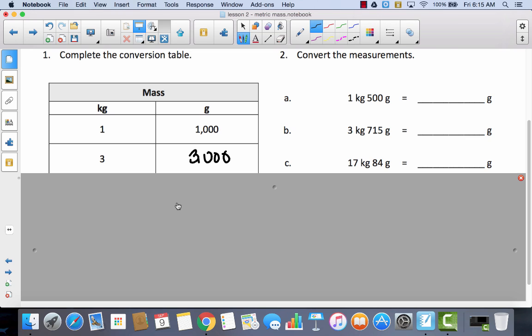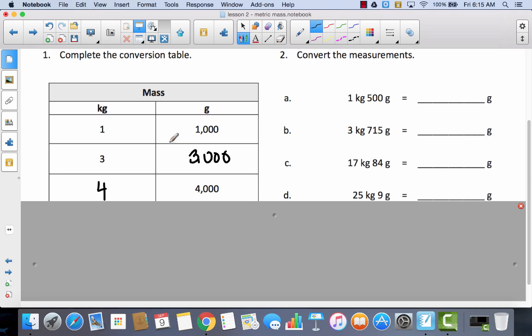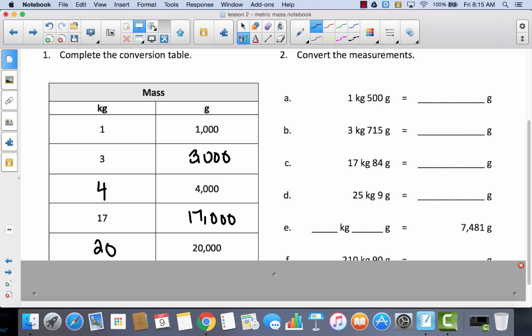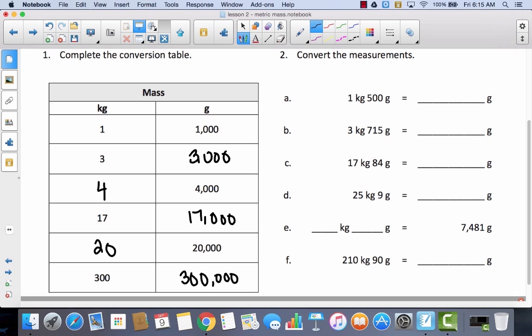Okay, so let's take a look here at our very first answer. 3 kilograms is equal to 3,000 grams because 1 kilogram is equal to 1,000 grams. So if I'm going backwards, I would have 4 kilograms. Going the other way, 17,000 grams, 20 kilograms, and 300,000 grams.